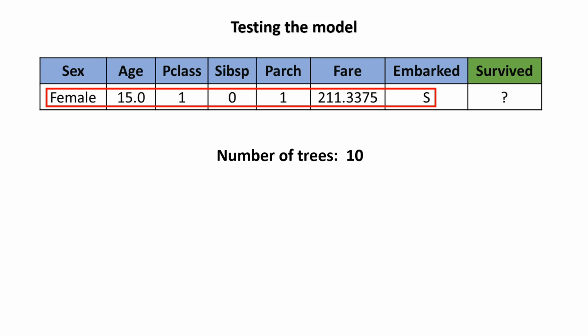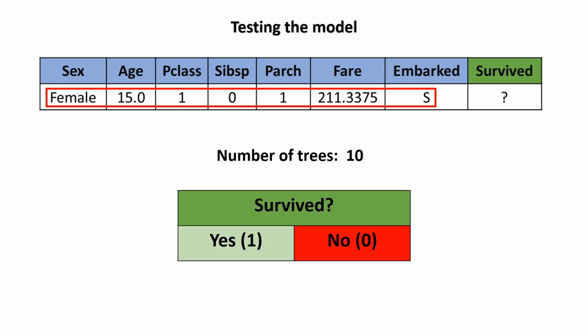Let's say we had 10 trees. How many trees predicted the passenger survived and how many did not? 9 trees predicted the passenger would survive and 1 predicted the passenger wouldn't survive. 9 being the highest number of votes, we conclude the passenger survives. With just 5 samples, it can be understood how the decision was made and why.